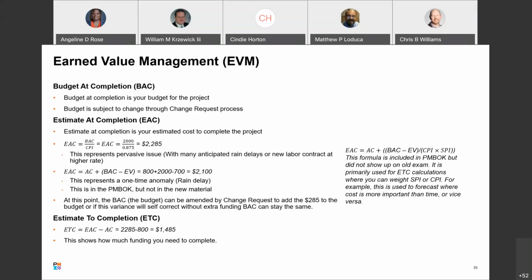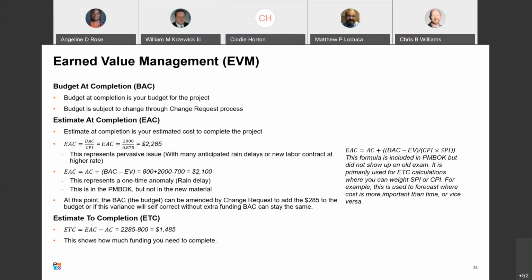And how do you do that? You go through a change request process, right? A formal approach to change part of the scope or some part of the project that you have laid out in the baselines or the project plans. Okay, so that's BAC. We have estimate at completion, and then we're going to talk about estimate to completion.